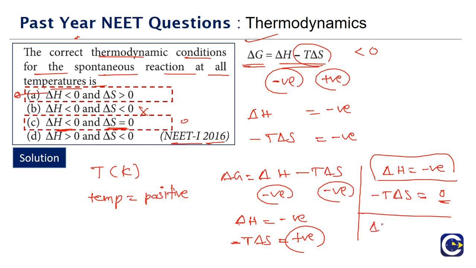See, del H positive means the first term is positive. The second term is minus T delta S. They are saying delta S is negative, right? If delta S is negative, then minus T delta S will again be positive. So overall it is positive. First term is positive, second term is positive. So this option D, irrespective of the temperature, is going to be always non-spontaneous. Delta H positive and entropy change negative.